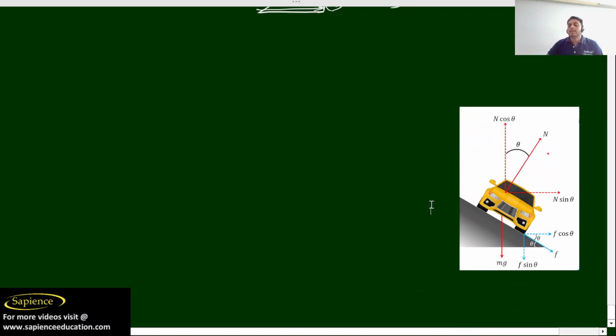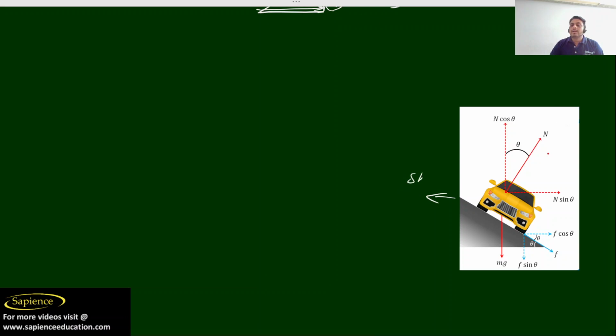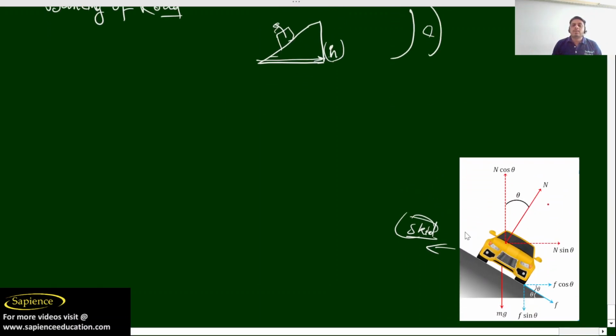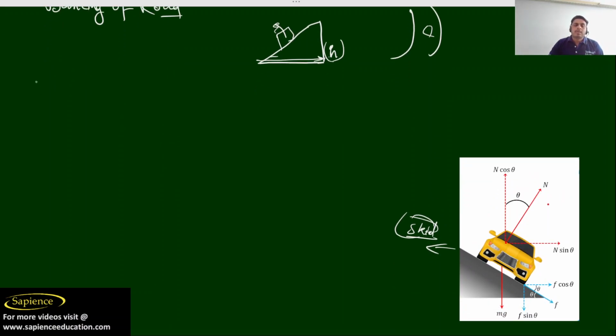From the figure you can understand why banking is done. It is so that the car won't move outward, that is, the car will not skid, and if the car will not skid, then we can say that it is safe. So basically we will discuss here the banking of a road. Now in case of banking of a road, we will ignore friction.